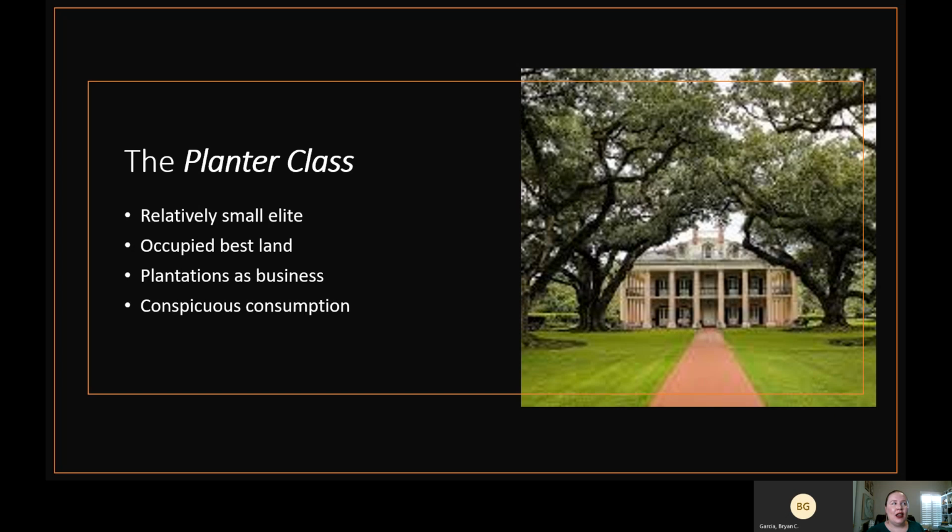Plantation owners run their plantations like businesses, because they are businesses. They are focused on maximizing profit, and frequently invest their profits into adding more land and more slaves. The value of slaves, again, increases.